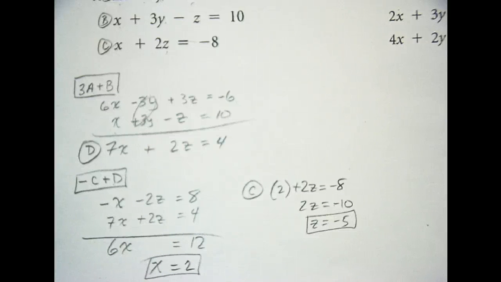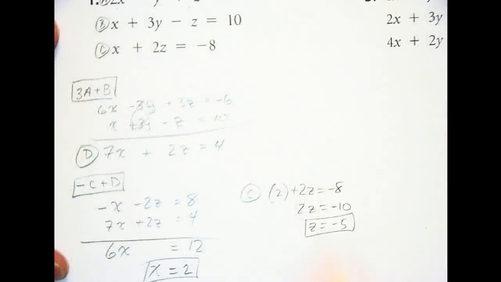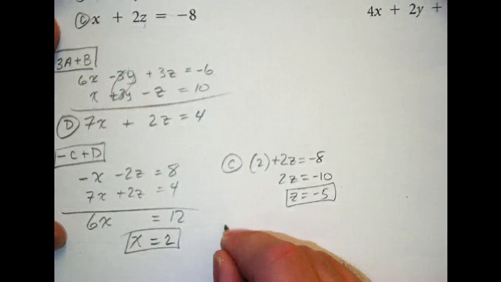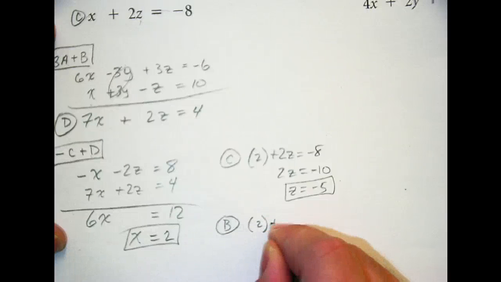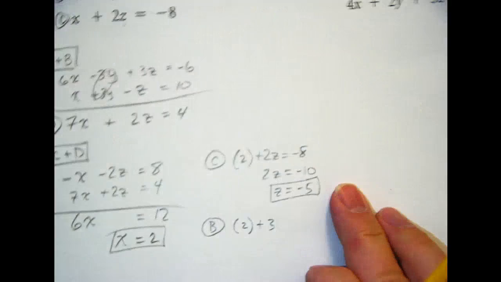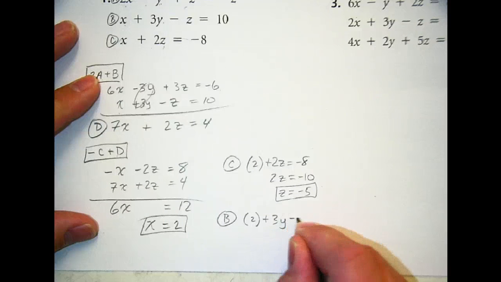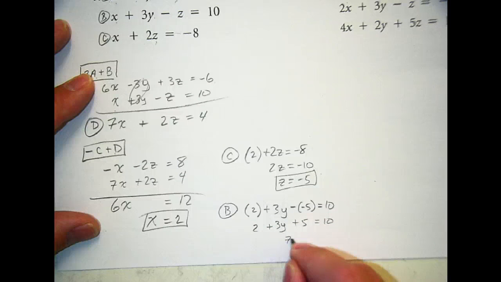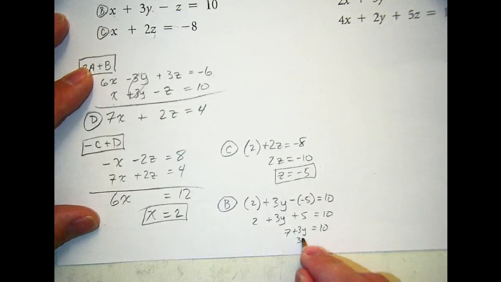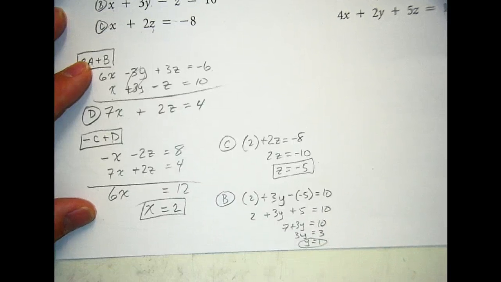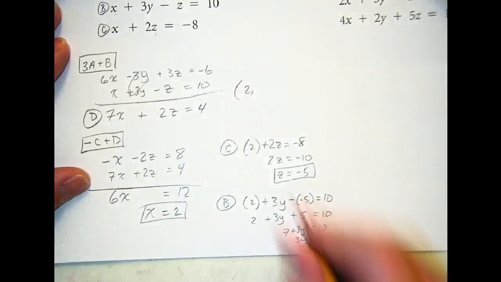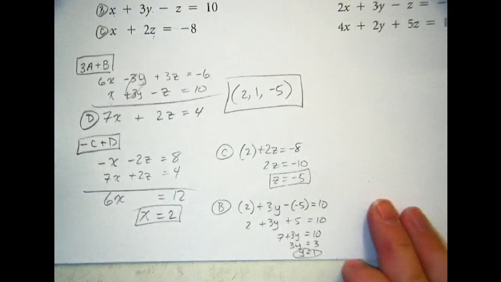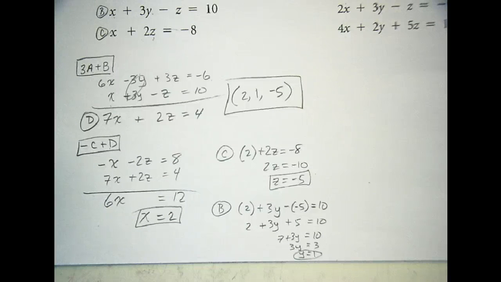Hey, we've got X and Z. We can plug those two into any of these to find Y. So everyone find Y if you haven't done so already. Well, any of them except for C. Except for C, yeah. I'm going to go ahead and use B to do it. Y equals 1? Yeah. Our solution, ordered triple, is 2, 1, negative 5. Got it? Yeah.